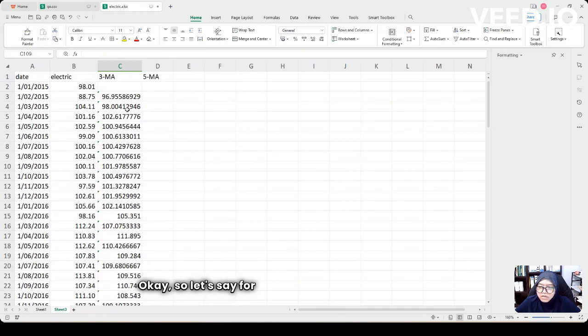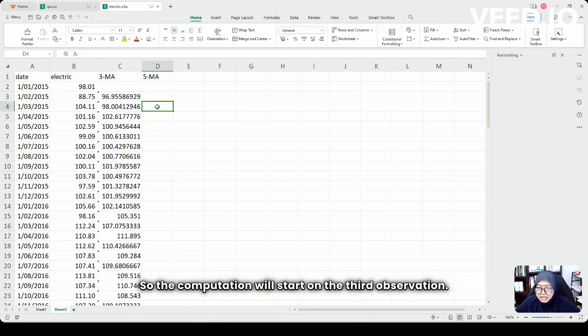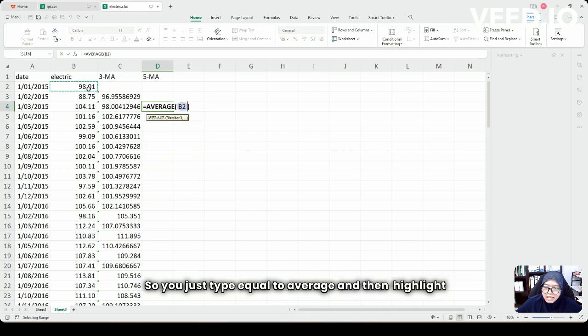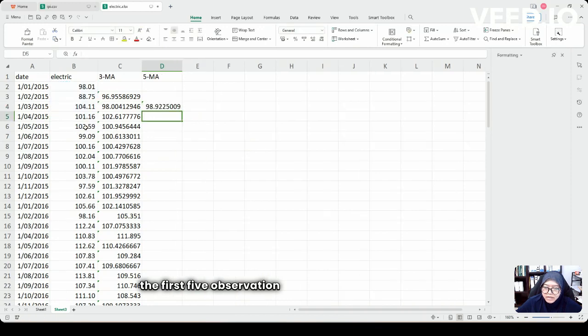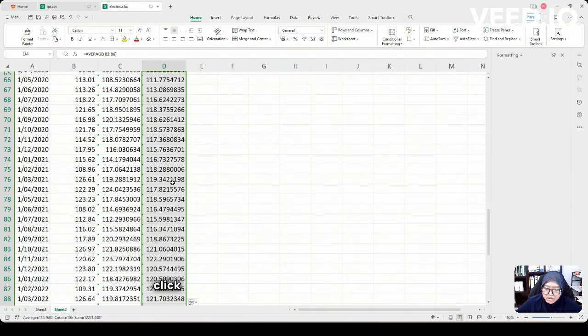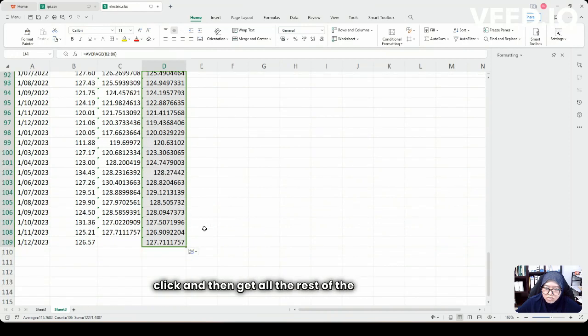Okay, so let's say for the 5-period moving average. In 5-period moving average, you will lose the first 2 observations and then the last 2 observations. So the computation will start on the third observation. So you just type equal to average and then highlight the first 5 observations. And then you can just double click and then get all the rest of the computation.